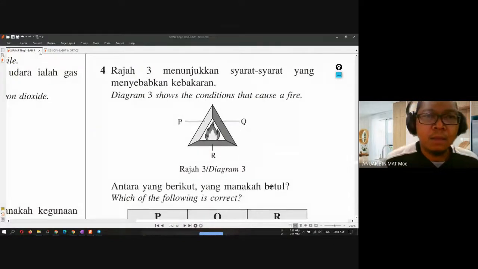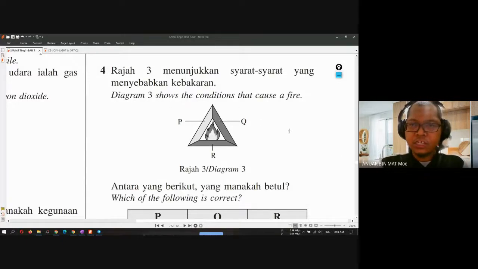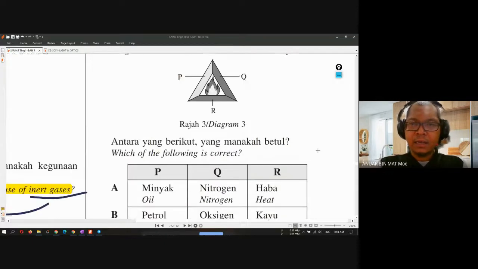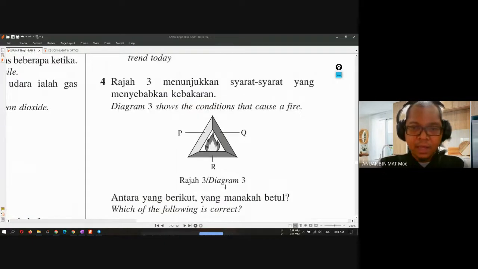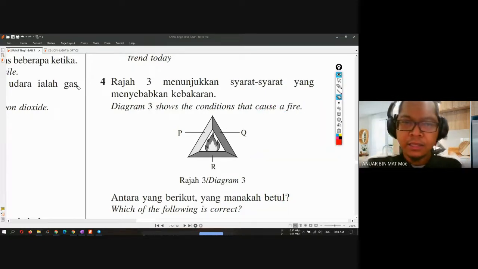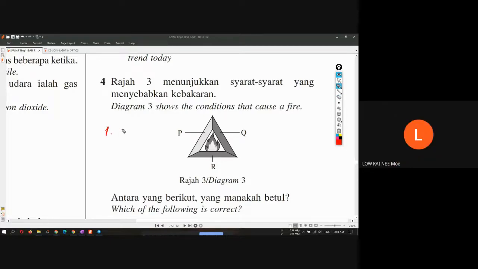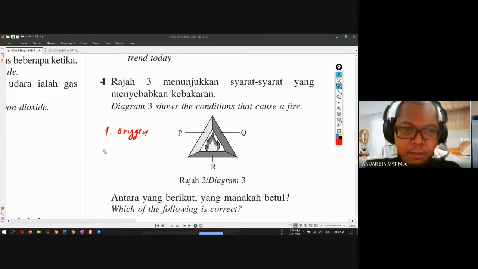Okay, number four, we go straight to number four. Diagram three shows the condition that caused the fire. This one is very easy, so what is the question? Which of the following is correct? You know the conditions of fire are what? The conditions of fire consist of number one, oxygen. Number two, fuel. And then number three is?